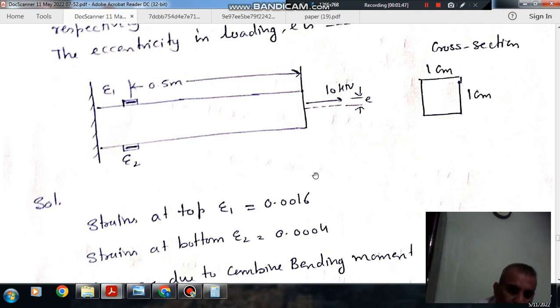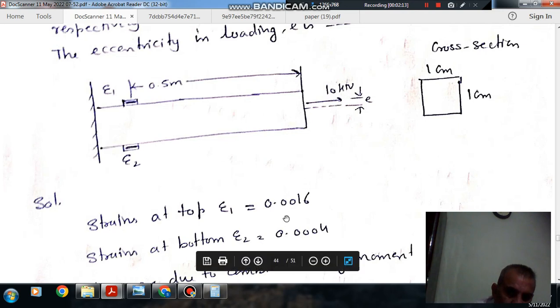Okay, but it will follow a linear variation because the bending stress follows a linear relationship from top to bottom. It is 0 at neutral axis, maximum tensile at top and maximum compressive at bottom. And a uniform stress due to this 10 kilonewton direct load is also active. So the average of these two will give the strain at neutral axis, because at neutral axis no bending stress is acting, only the direct stress is acting.